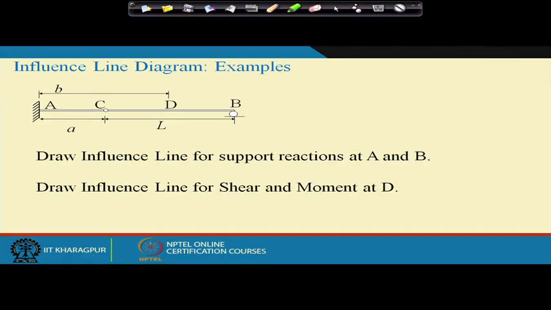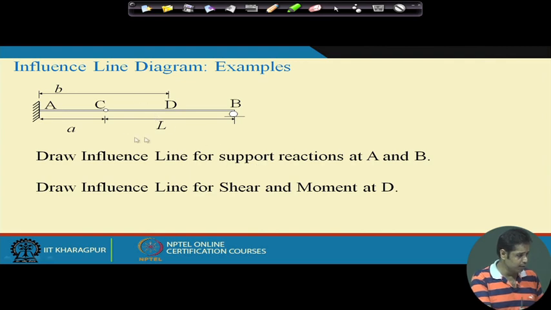This problem you remember we have considered in some of the previous classes. This is a propped cantilever beam, but we have an internal hinge at C. So what we have to find out is the influence line of support reactions at A and B, and the influence line for shear and moment at D, which is at any arbitrary distance b from point A. So this is the problem.